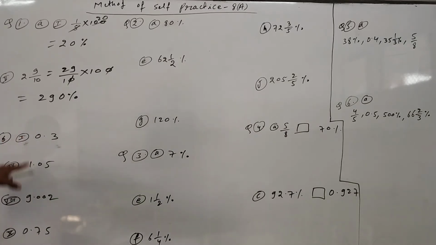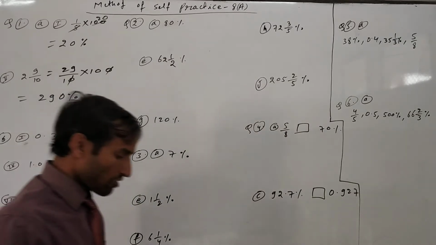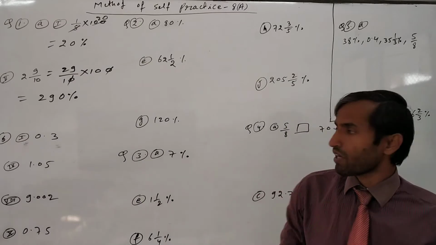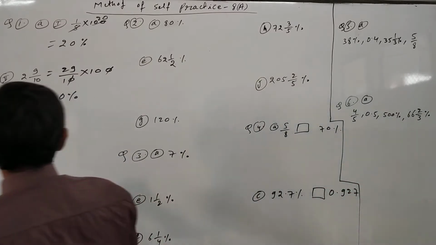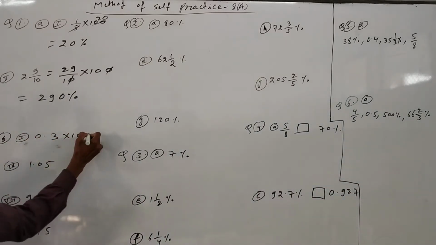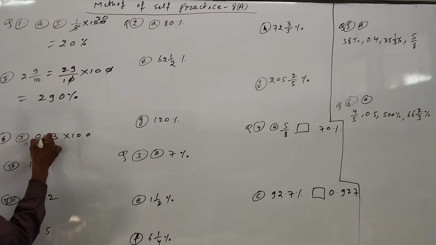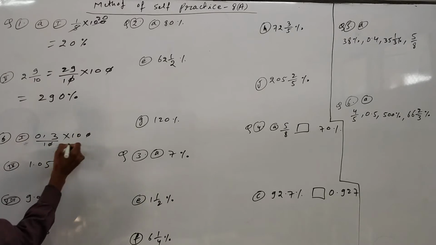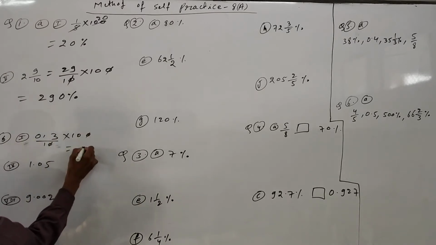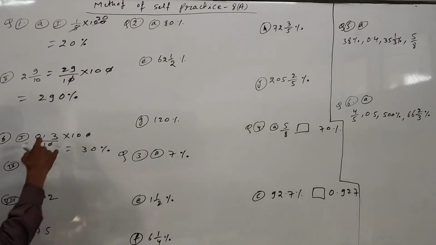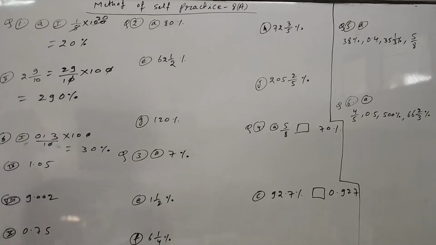Now this one is the decimal. So this decimal we have to convert into percentage. Again we have to multiply by 100 only. There will be no different method. So just you multiply by 100. If you want to solve like this, remove the point, 0 will cancel, then it will come 3 into 10, 30%. Okay. Either solve like this or you multiply, both you will get the same answer.